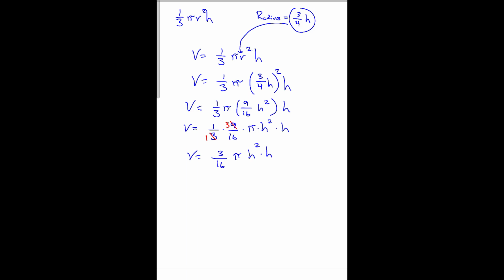Now, h squared and h can actually be simplified and combined. So that gives 3/16 pi h to the third. And this would be our final answer. This would be the expression of the volume of the cone in terms of h.